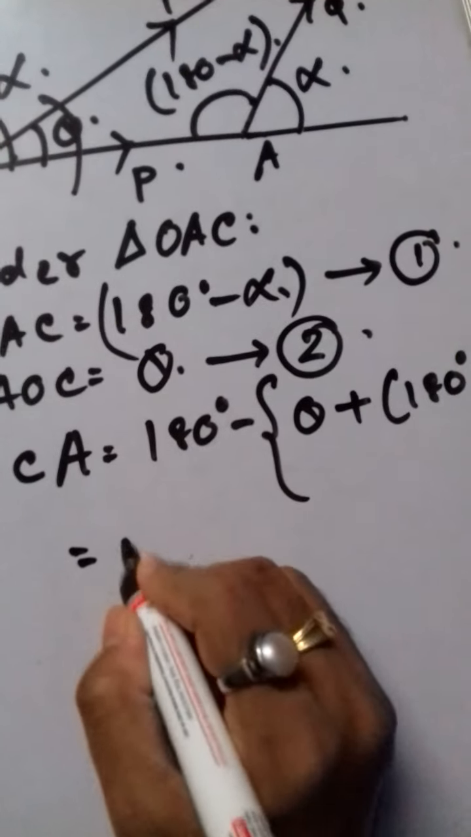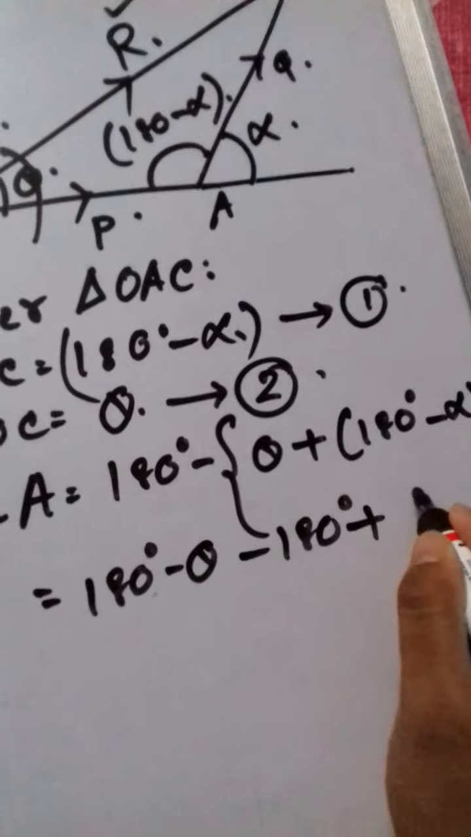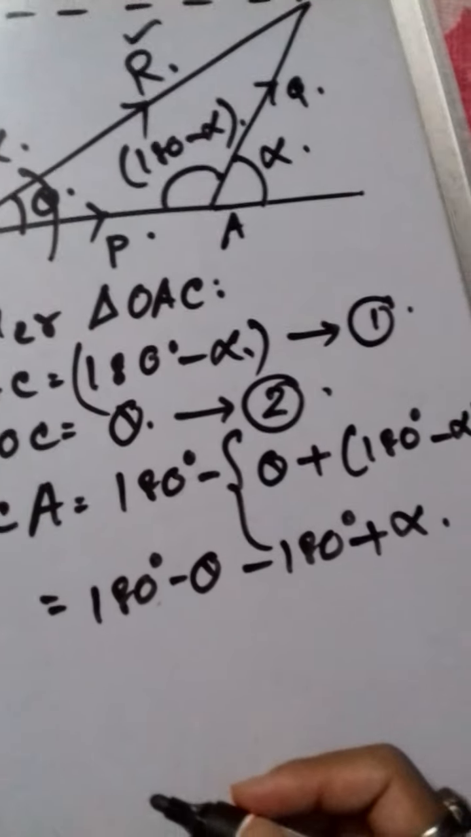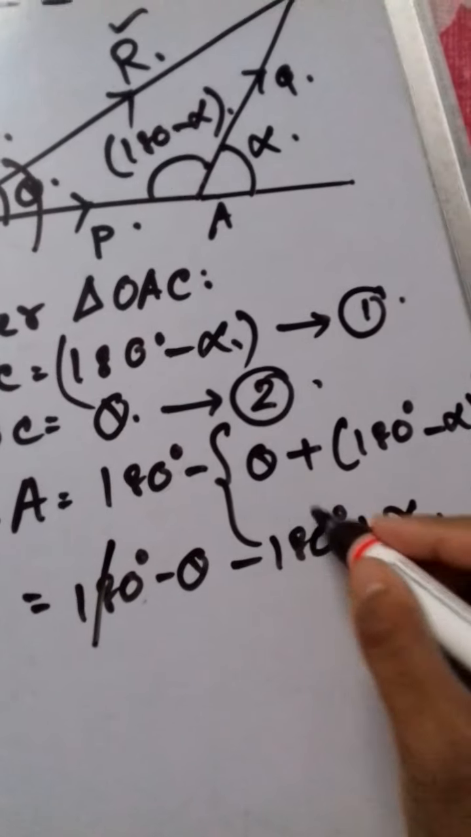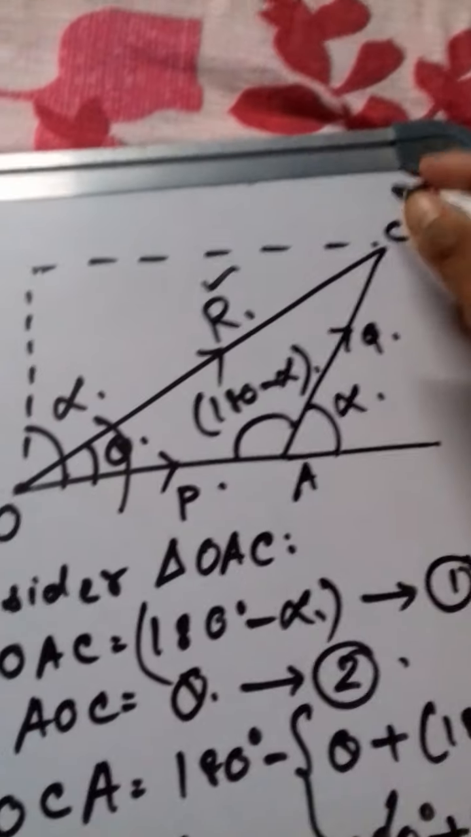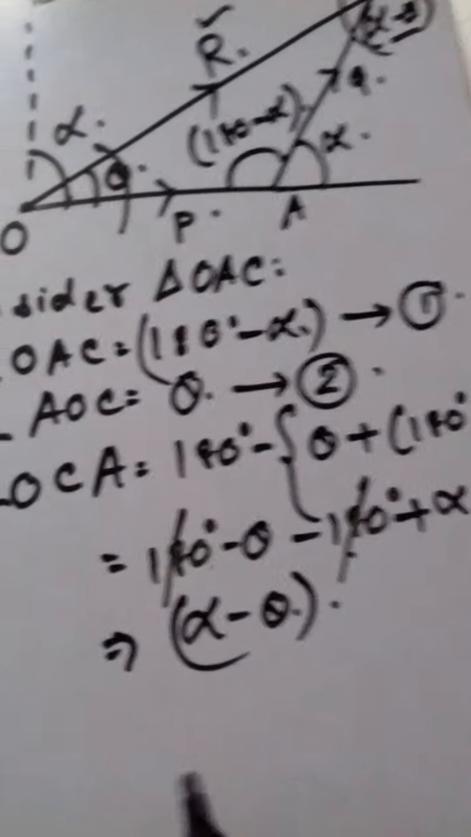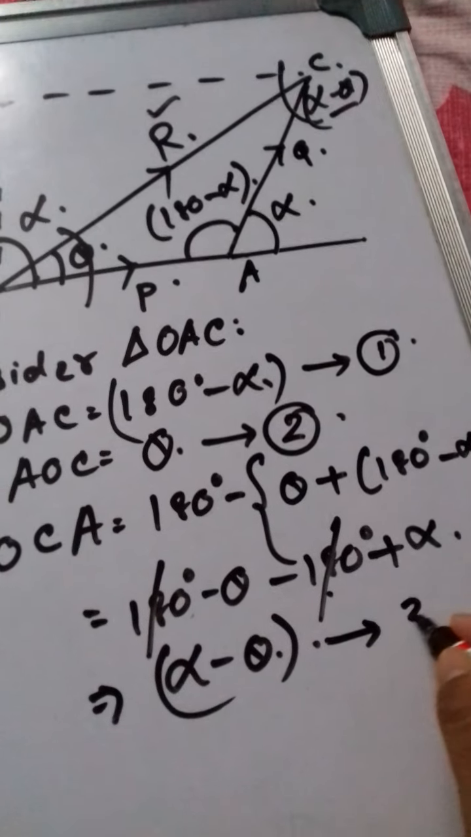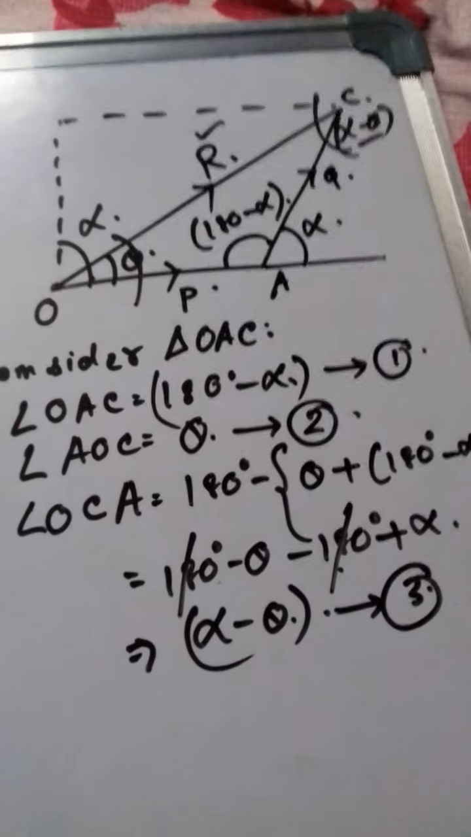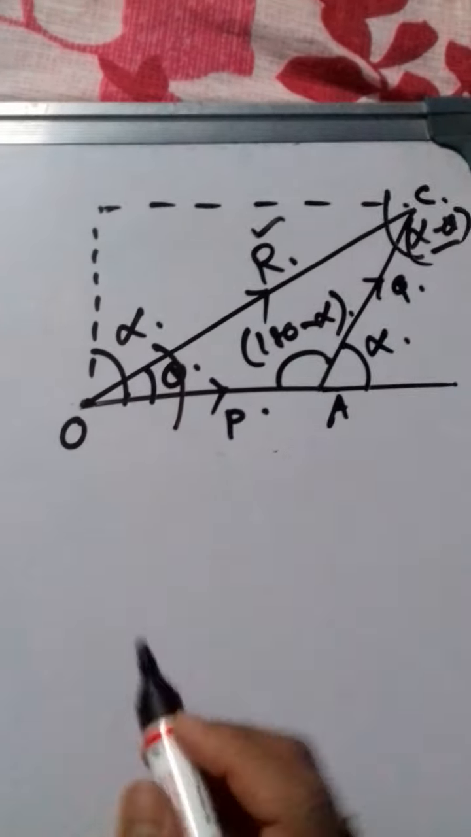So if we substitute this, what will you get? 180 minus theta minus 180 plus alpha. Ultimately, plus 180 and minus 180 will get cancelled out. You will get alpha minus theta. So this angle will be equal to alpha minus theta. Okay, so all the angles we have got in this triangle. Now what we need to do is apply the sine rule. If we apply the sine rule, that is sine of the angle divided by the opposite side, right?